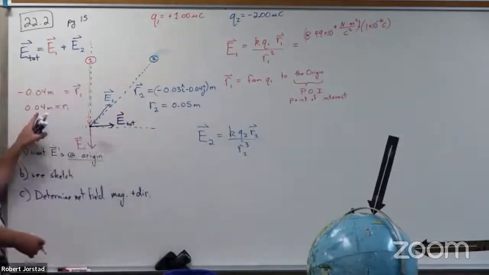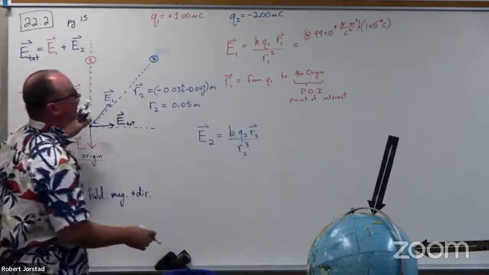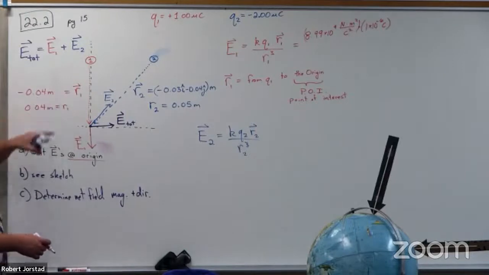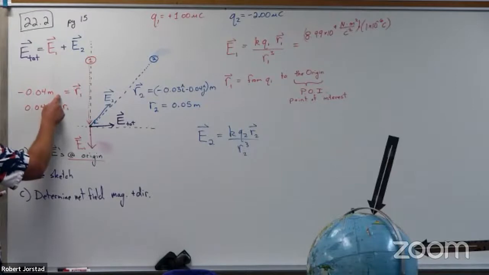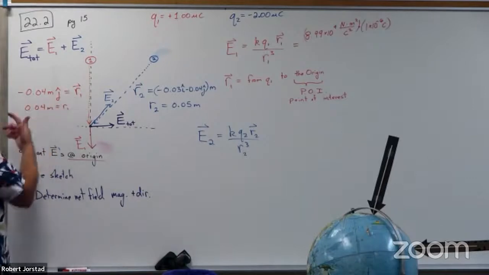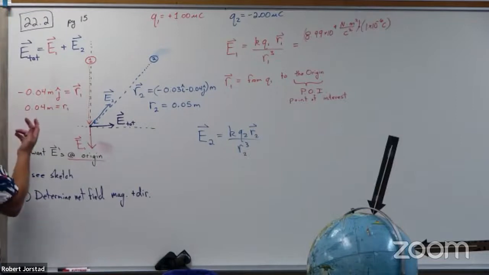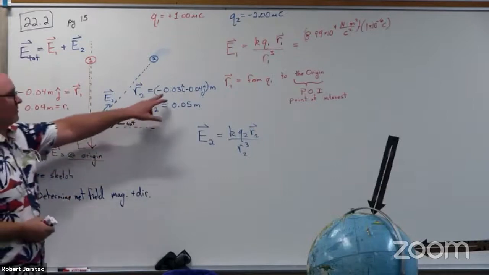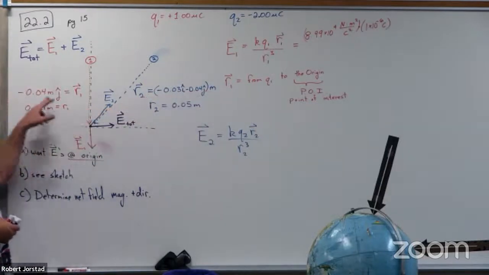R1 was, wait, R1 vector on the top. Oh, this was wrong. What did I forget here? J hat. So the vector has to be a vector. Negative 0.04 meters was a scalar. So without that j hat, I was wrong. We got it right on this one. We included the i hats and j hats on the vector. Here I just forgot. So I apologize there. Let's clean that up.